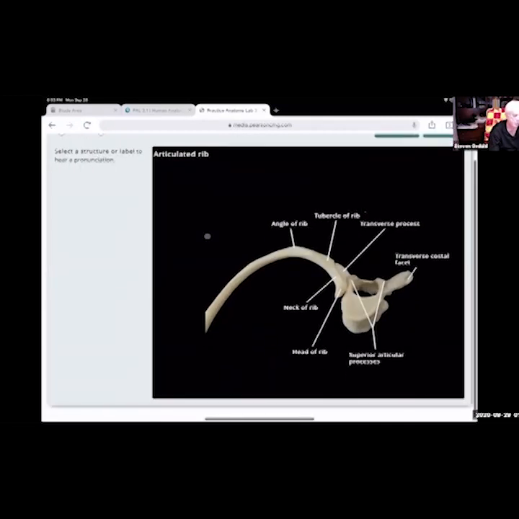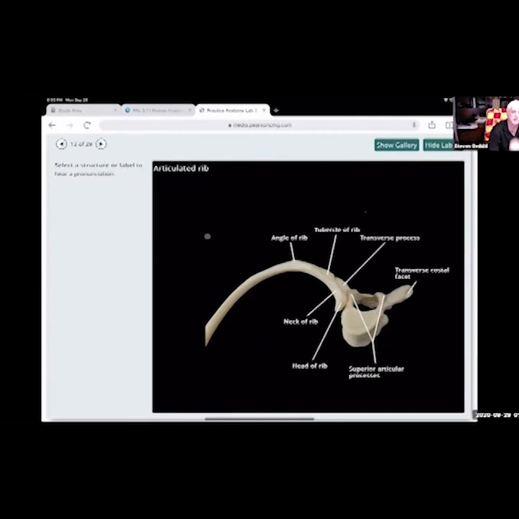Okay, the rib that articulates with the vertebral column. You can see the angle of the rib, which is where the rib bends from around the body of the rib. You can see the tubercle of the rib, the extension there, coming off the rib. The transverse process, okay, is what comes off of the vertebra. Your transverse process always runs to the sides. Your spinous process always runs posterior.